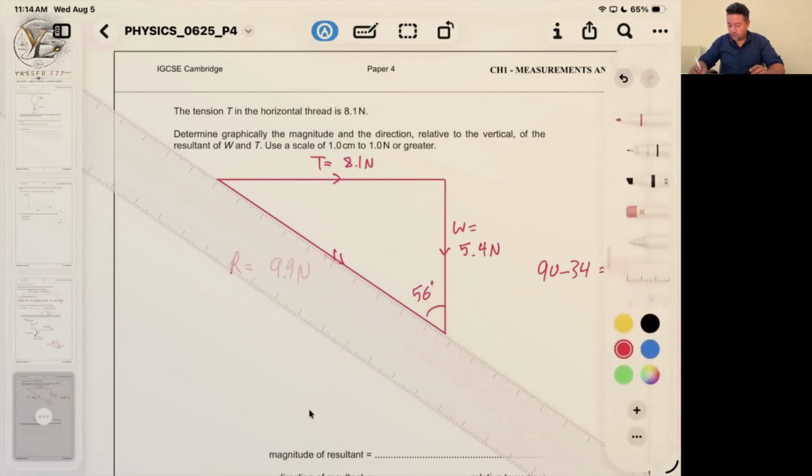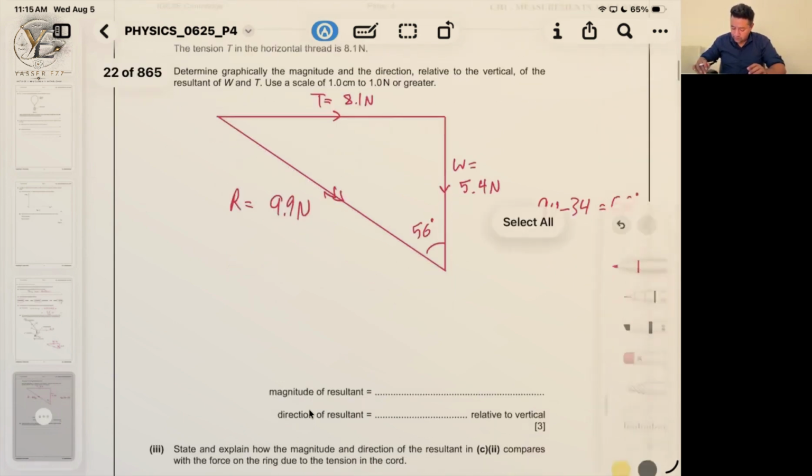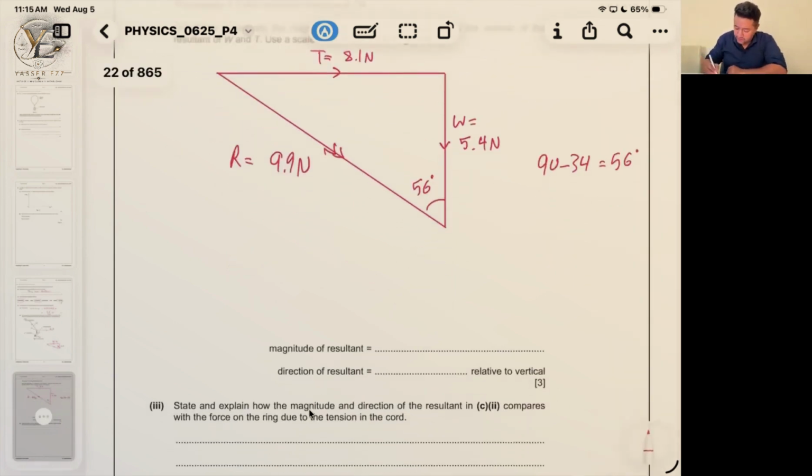So it's 56 degrees with the vertical. Now I'm going to remove the ruler, and I'm going to go back to the magnitude of the resultant, which is 9.9 Newtons, and the direction of the resultant relative to the vertical is 56 degrees. If I want to check my working, because I'm not sure, although it's extra and not asked for, I'm going to make the calculation for finding the resultant by using the Pythagoras theorem. So R equals square root of T squared plus W squared.